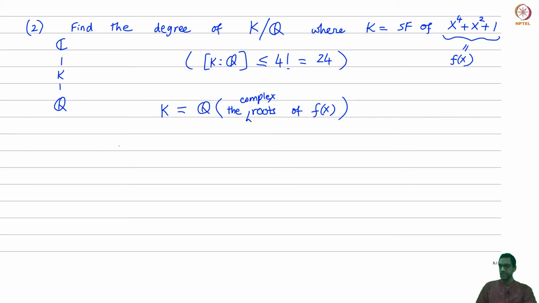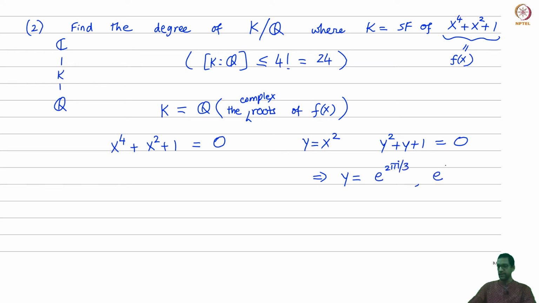Firstly, f(x) is x to the 4 plus x squared plus 1. So I need to solve the equation x to the 4 plus x squared plus 1 equals 0 to find the roots. Of course it's easier to just put y equals x squared and solve the equation y squared plus y plus 1 equals 0. We know the solution to this: these are the cube roots of unity. So y is just what we would usually write as omega and omega squared. Let me write them out explicitly: e to the 2 pi i by 3 and e to the 4 pi i by 3. These are the two cube roots of unity other than 1 itself.